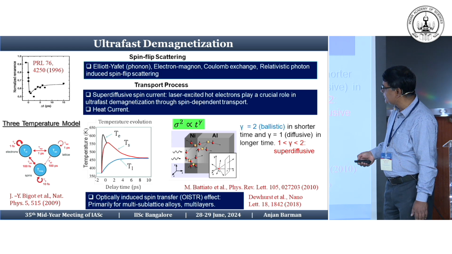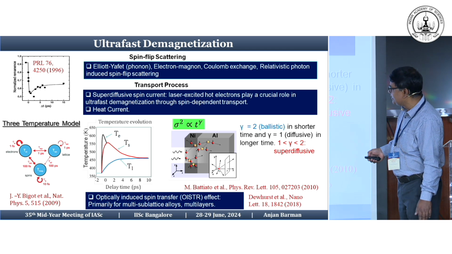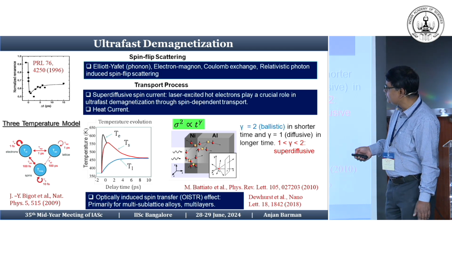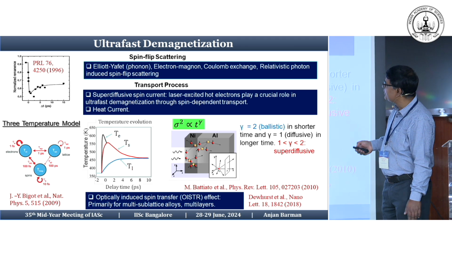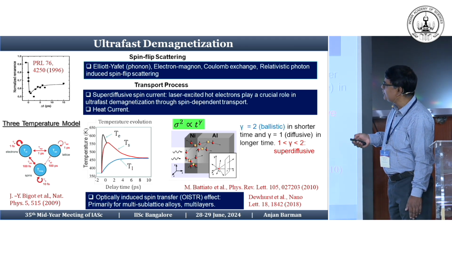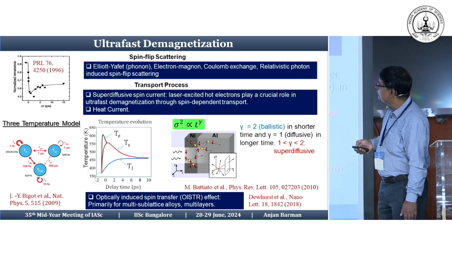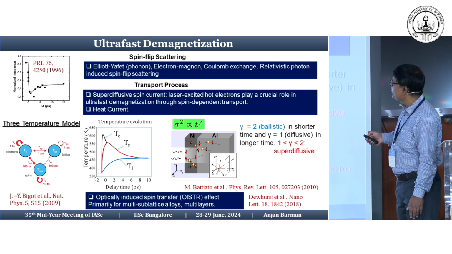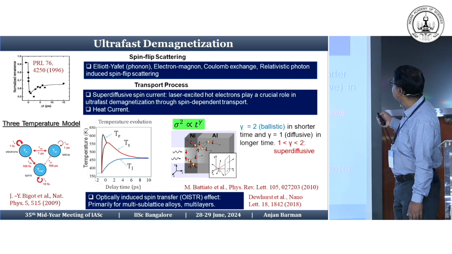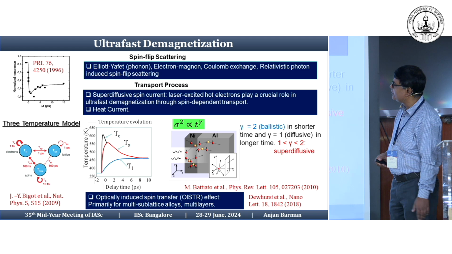And you can define temperatures corresponding to the three systems, which rise and decay in their own time scale. You can see here the electron temperature rises first, followed by the spin temperature, and the lattice temperature grows much slower. So there have been classes of thoughts describing this, and the debate is still ongoing. The first one was the spin flip scattering, which was first thought to be a phonon mediated Elliott-Yafet type spin flip scattering. But later on, electron magnon, Coulomb exchange, and even relativistic photon-induced spin flip scattering have been considered.